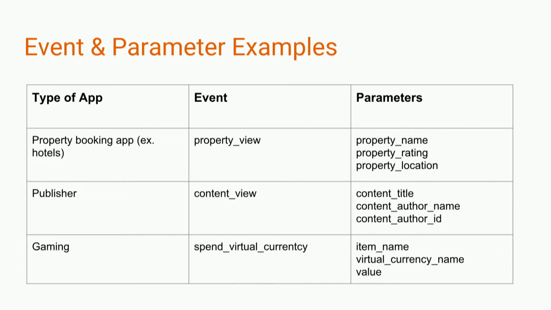So for example, a property booking app. Maybe you're booking hotel bookings through this app. You might have an event called property view, and parameters that you'd want to associate with this event are things like your property name, property rating, and property location, amongst other things that you'd want to collect. Another good example is for a publishing app. So here you might have an event called content view. So the user is viewing a piece of content in your app. Parameters that you'd want to use here include content title, content author ID, and content author name, as well as many others that you could potentially add here.